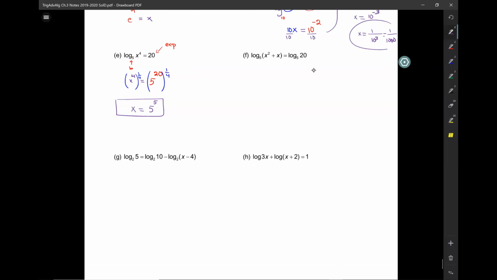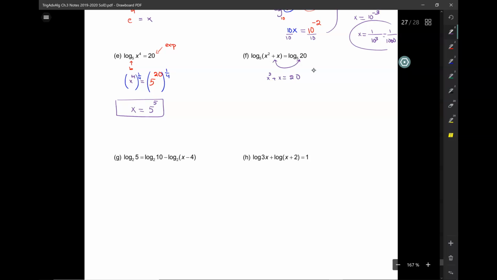Okay, take a look at this one. Now we're putting things together. Log base 5, log base 5, I set the insides equal to each other. So I get x squared plus x is equal to 20. And now it's just a quadratic equation. x squared plus x minus 20 is equal to 0. Can we factor this? x plus 5, x minus 4 equal to 0. x equals negative 5, x equals 4.